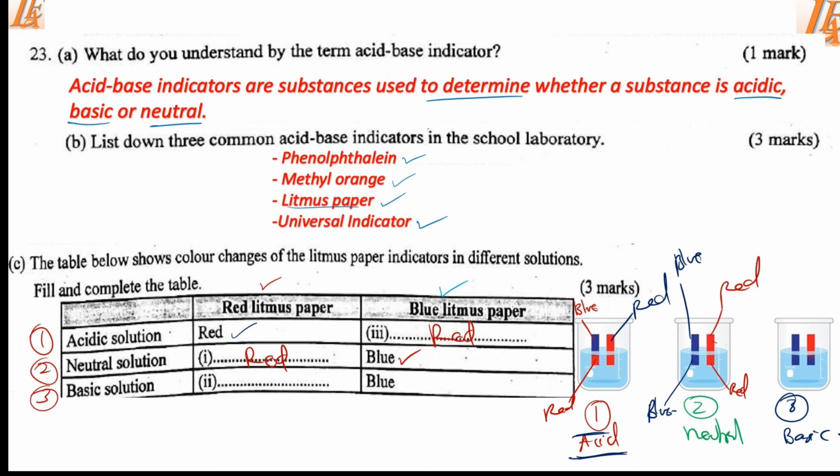Then let's go to the third one, the basic solution. In a basic solution, I want to begin with the red litmus paper. This is the red litmus paper partially dipped. It has turned blue. So a red litmus paper in a basic solution changes to blue. While a blue litmus paper remains blue. So in this case, Roman 1 is red, Roman 2 is blue, and then Roman 3 here is red.